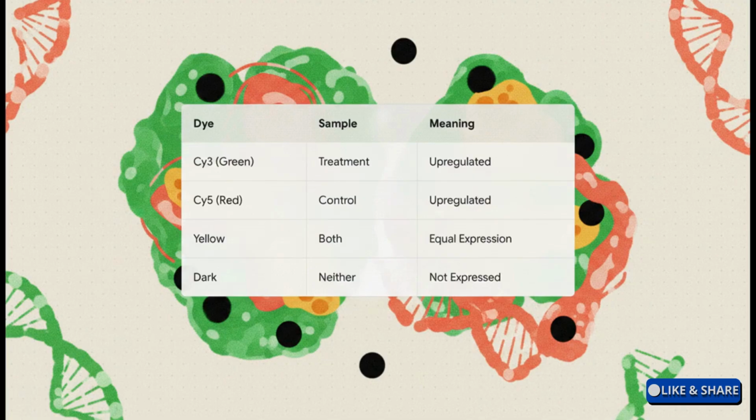An electric green spot? That means the gene is upregulated in the treatment. Coral red means it's upregulated in the control. An amber or yellow spot, that's a tie, equal gene expression in both. And a completely dark spot means that specific gene is turned off in both samples.